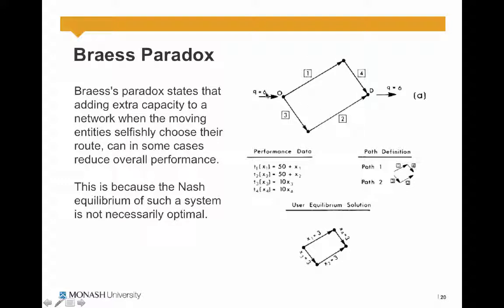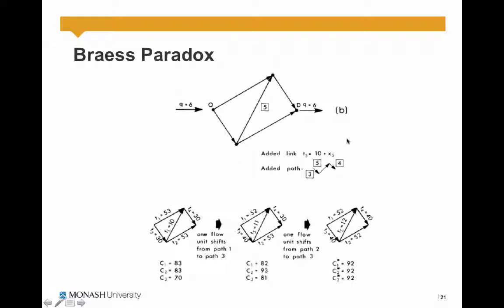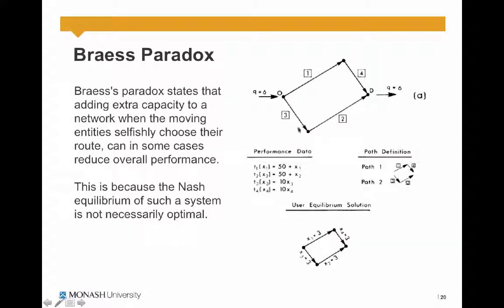6 travelers want to go from this origin O to destination D. We have path 1 using link 1 and 4, and path 2 using link 3 and 2. The travel time function of each link is also given. And we have path 1 and 2 as I described.